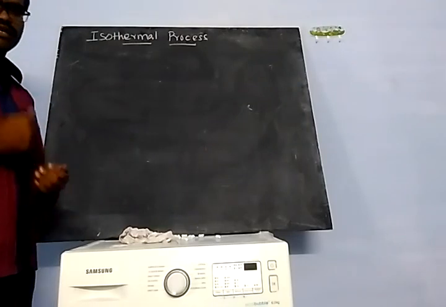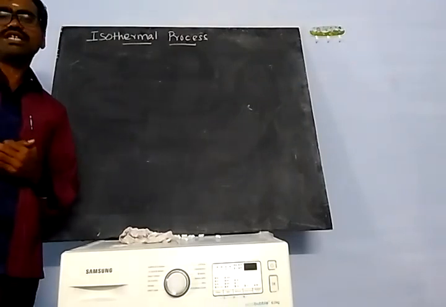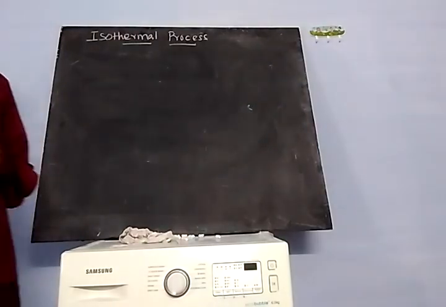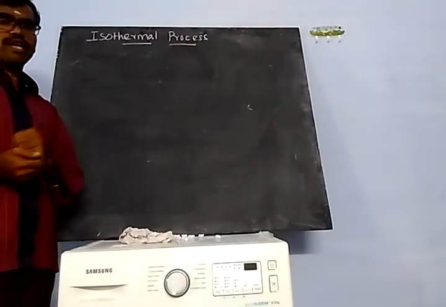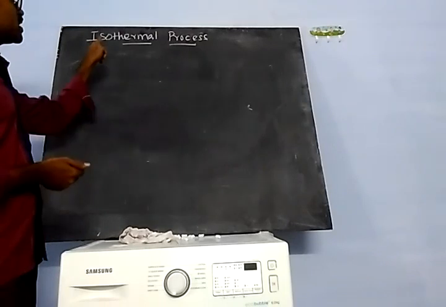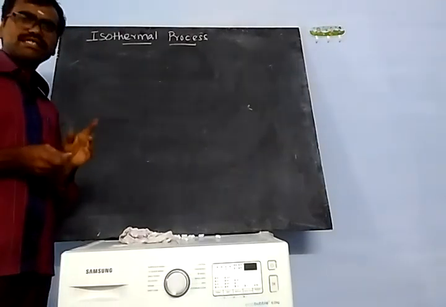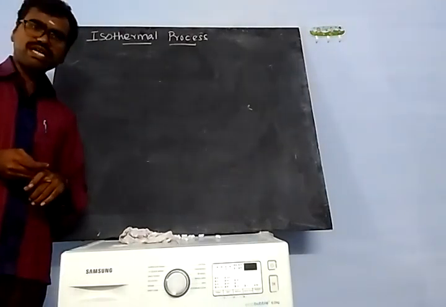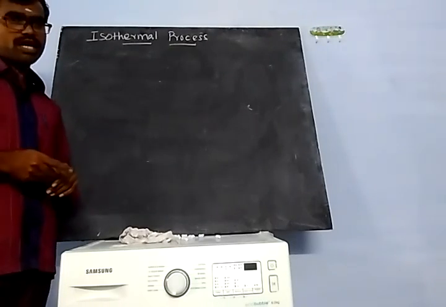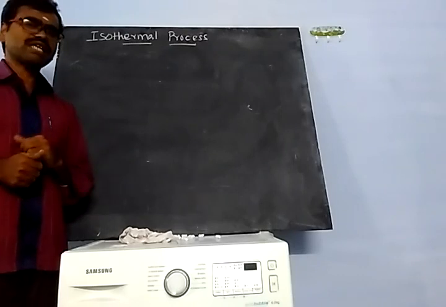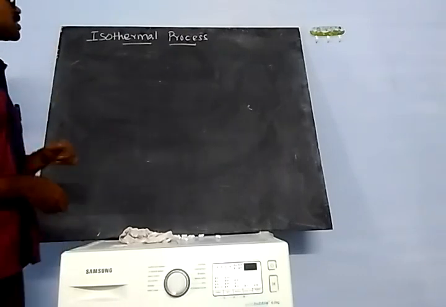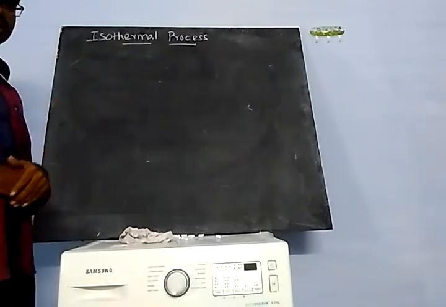Hello students, today we are going to discuss thermodynamic processes. In thermodynamics there are four types of processes. One is the isothermal process, second is the adiabatic process, third is the isobaric process, and fourth is the isochoric process. In this class we are going to discuss the isothermal process.